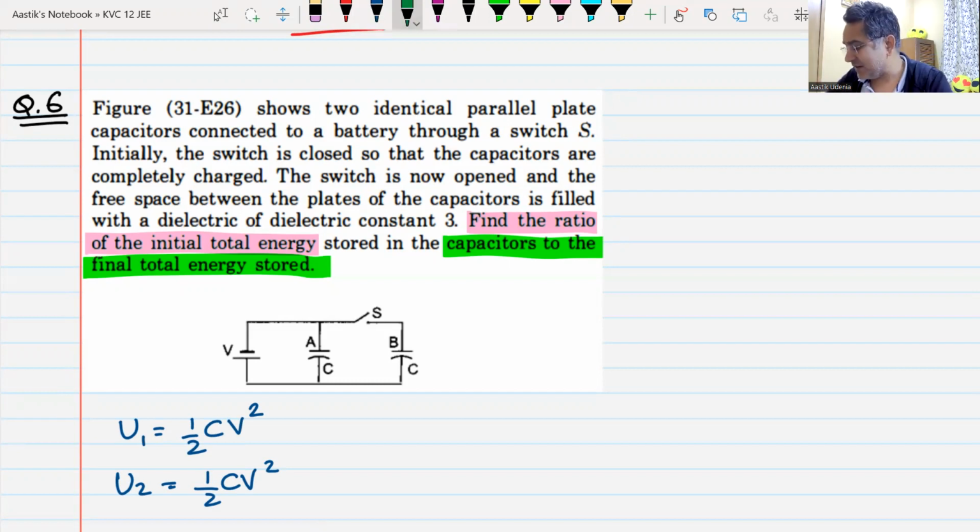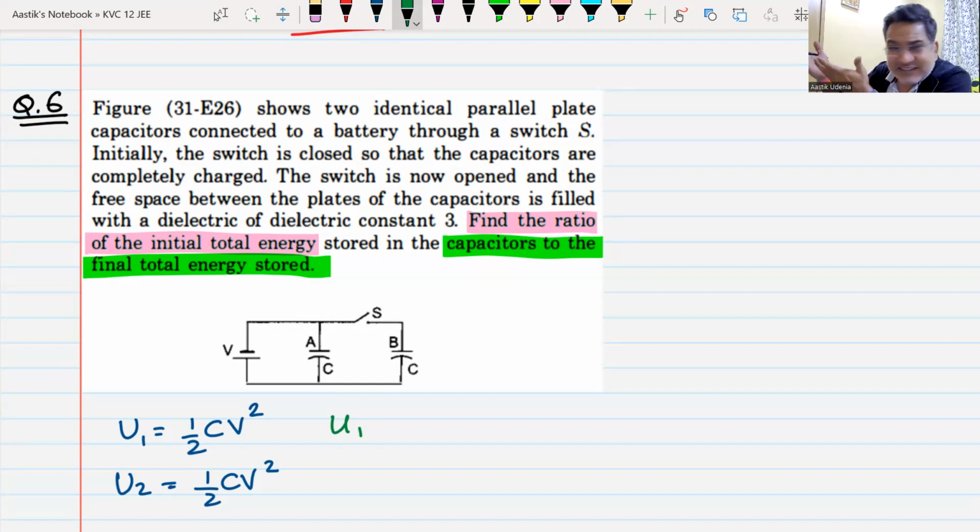In the second case, my dear friends, I am explaining and solving it, and I'll do it in less than 30 seconds. In the second case, the energy in the first capacitor, which is connected to the battery, is half CV square. Connected to the battery it is.